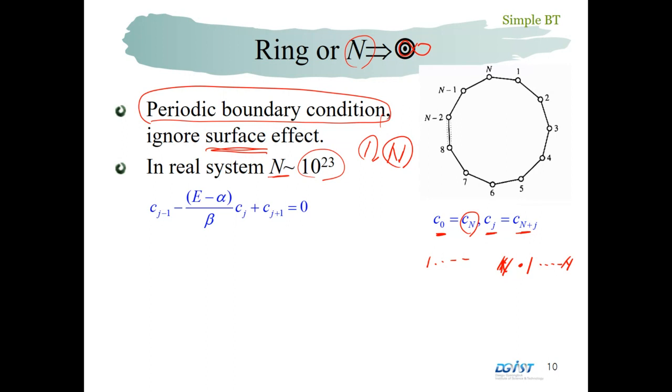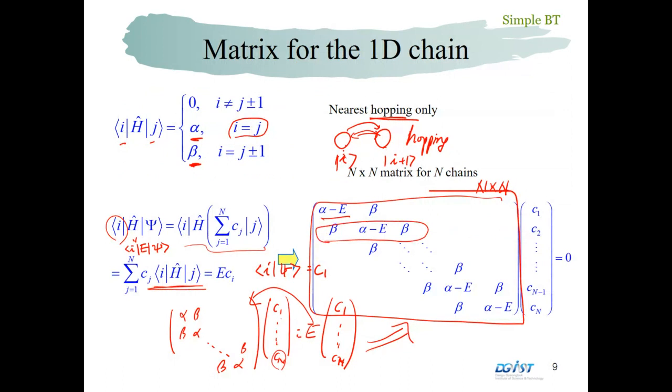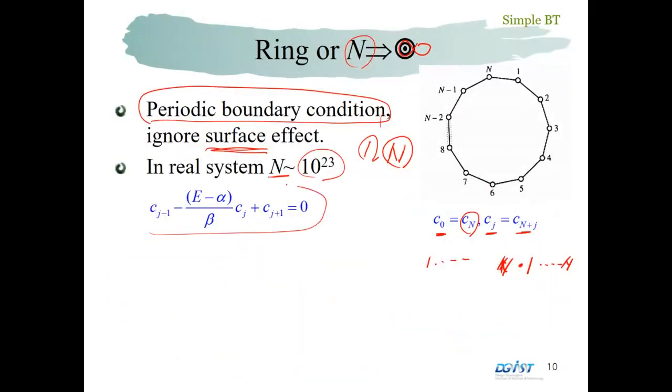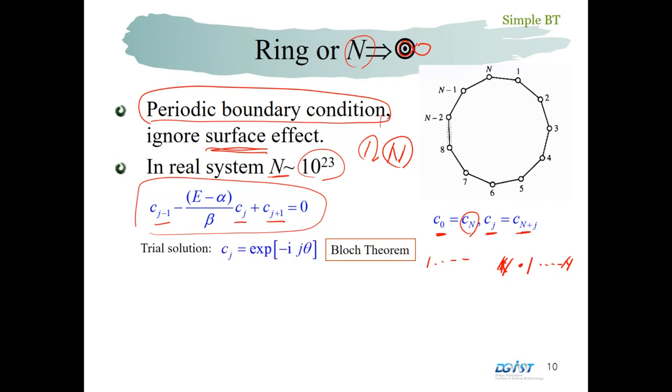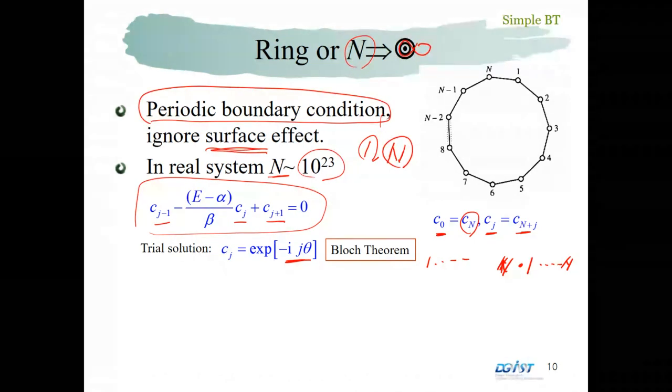So in this equation, we can write down this relation. So we have those coefficients, alpha and beta, and the system energy E. So let's think about a trial solution. Actually, this relation comes from the Bloch theorem in solid state physics. But for now, let's assume those terms.